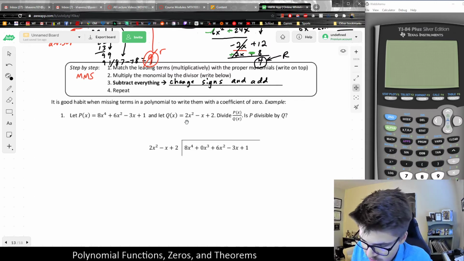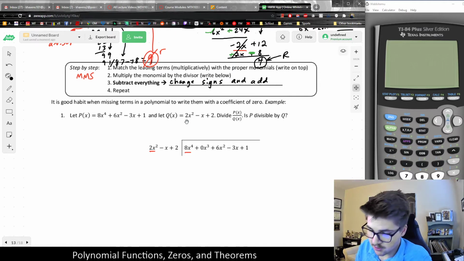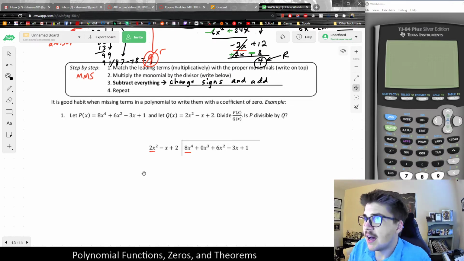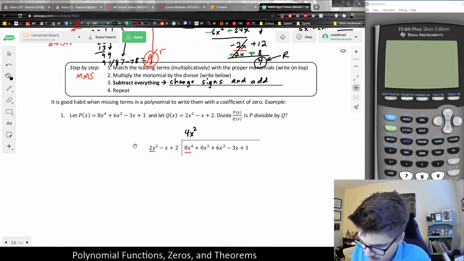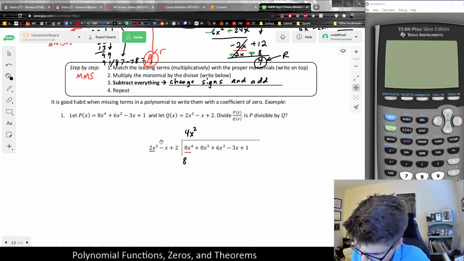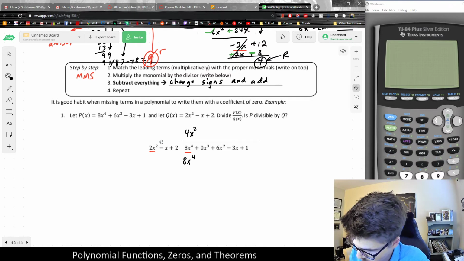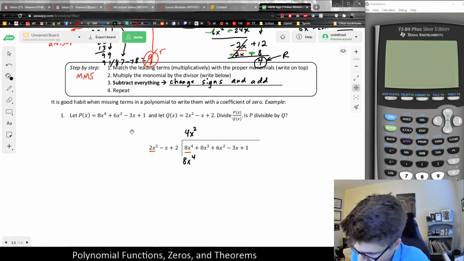So step 1 is to match. And basically just remember match, multiply, subtract, MMS all the way through. So I think about, again, this divided by this would give me 4x squared as the match. Now I multiply 4x squared into the entire divisor. So I need to multiply into all three of those terms. That would give me 8x to the fourth. Sorry, let me make it a little bigger so I can write better on my tablet. Then 4x squared into minus x would be minus 4x cubed. And then 4x squared into 2 would be plus 8x squared.